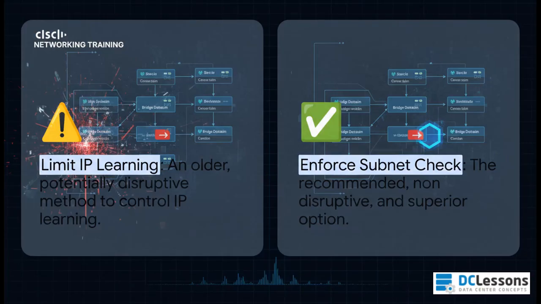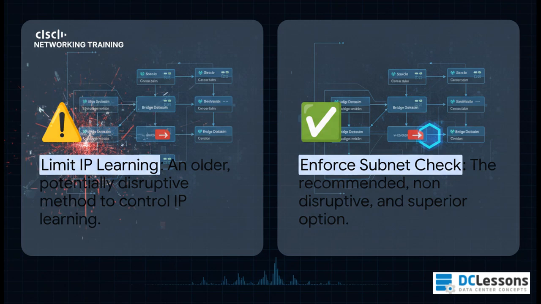Okay, this is a subtle but really important point. When you define a subnet on a BD, you really only want the fabric to learn IP addresses that actually belong in that subnet, right? The big takeaway here is to always use enforce subnet check. It's the modern, non-disruptive, and just plain better way to do this. It stops a misconfigured server, or worse, a malicious one, from spoofing an IP address and causing all sorts of headaches in your fabric.